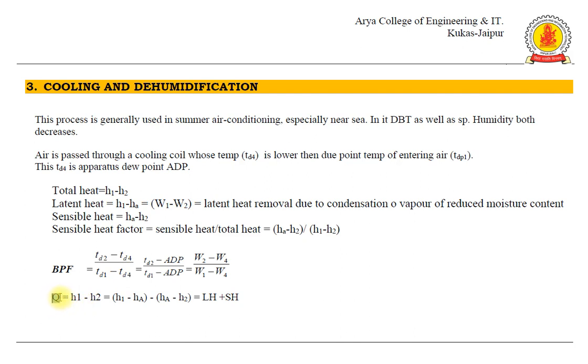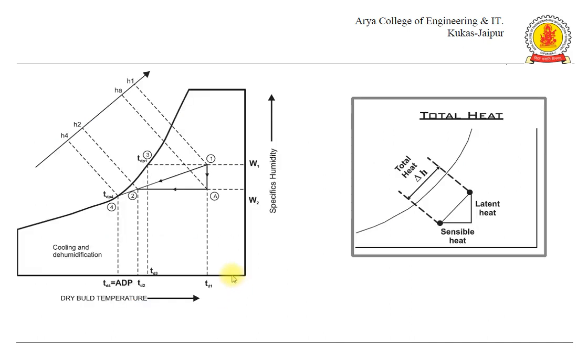So net heat will be H1 minus H2. This can be divided as H1 minus HA plus HA minus H2. That is latent heat plus sensible heat. So this is all. Thank you.